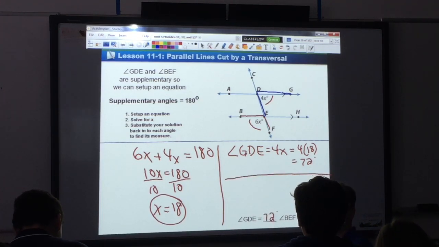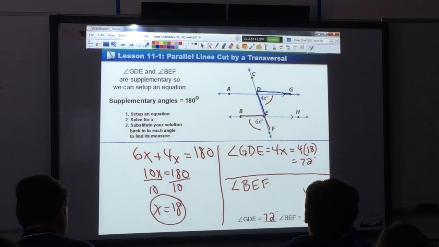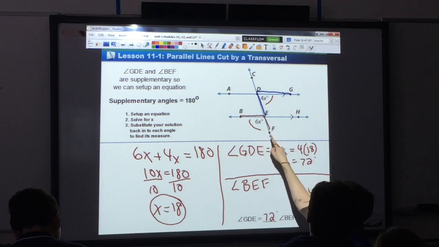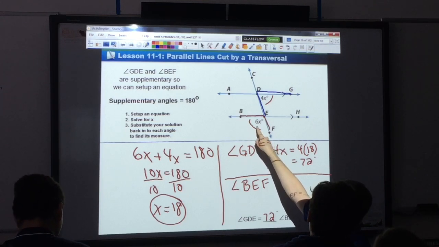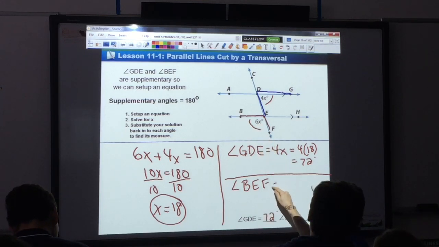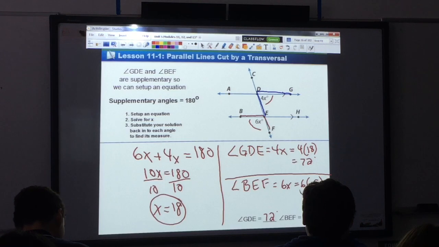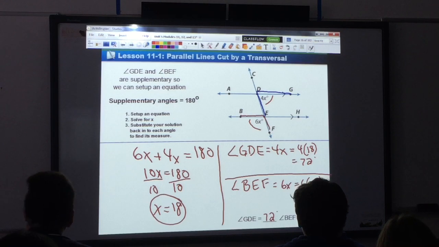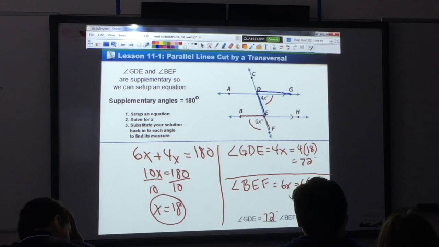Let's go find the BEF. What is the expression for BEF? It's right there. What's that expression? Just the number. 6x. So you just write 6x, but we're going to substitute in the 18. You with me? That gives me 6 times 18. You know what 6 times 18 is? Well, let's do a simpler problem. What's 6 times 10? What's 6 times 8? Okay, and what's 60 plus 48?